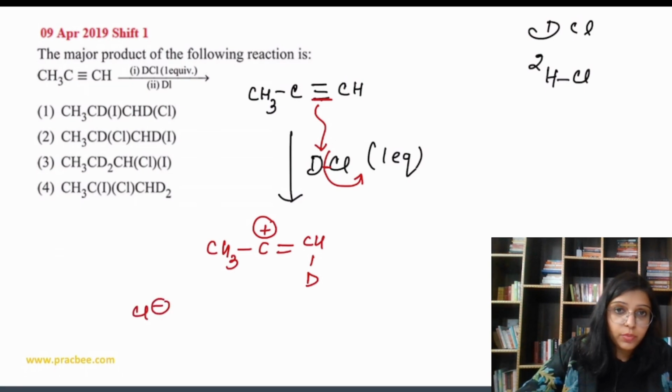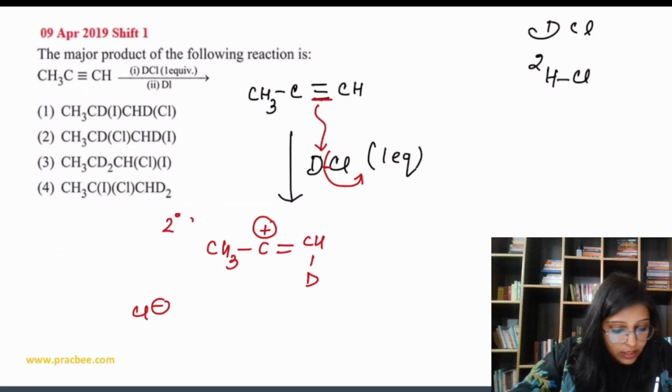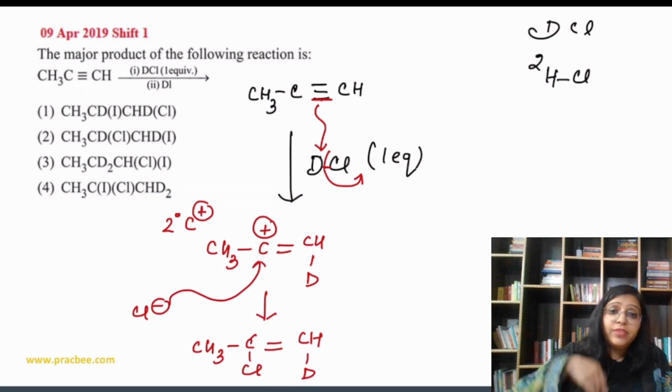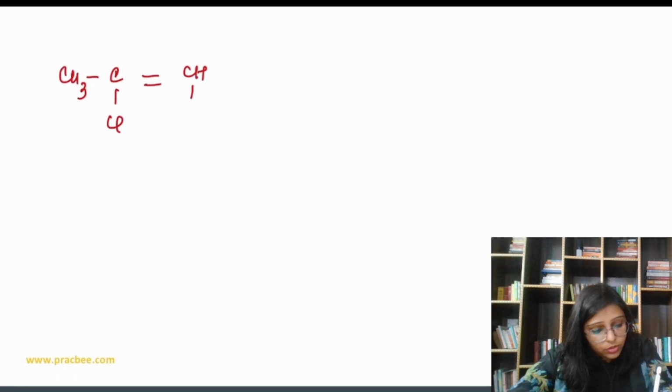It is not possible over here, right? So we get 2 degree carbocation. So Cl minus attacks over here. So we have CH3 CCl double bond CH and D. ठीक है? Next we have DI situation. So CH3 C Cl double bond CHD.